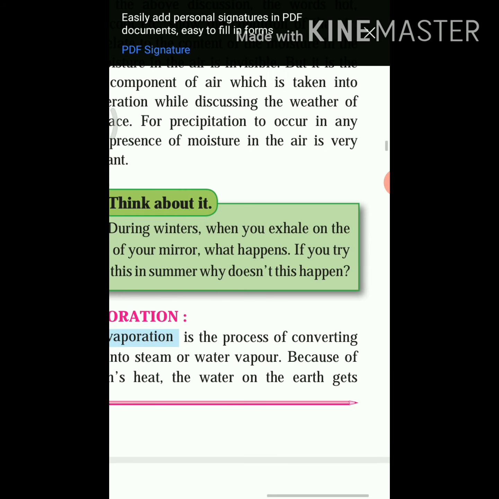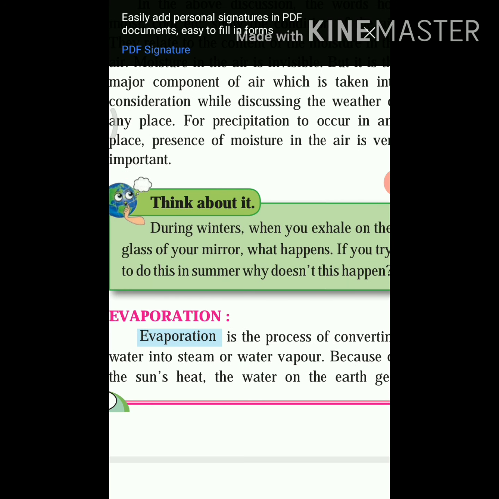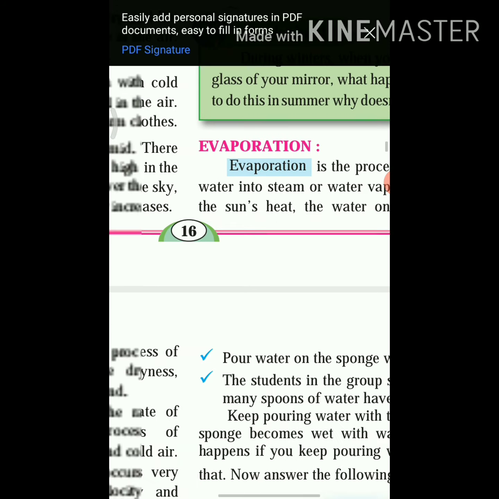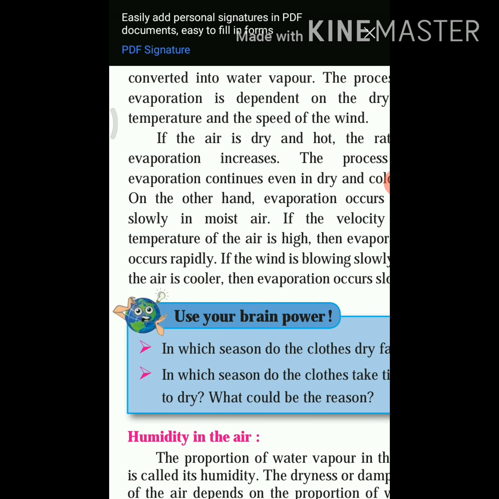And it happens because of the sun's heat. Got it? And the second point is that factors like dryness of the air, temperature and speed of wind affect evaporation. Okay, which things are affected? First of all, the first factor is the dryness of air, then temperature and the speed of wind affect the evaporation. Okay, got it?